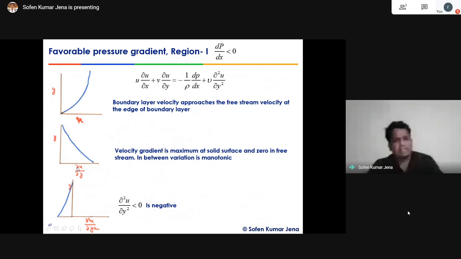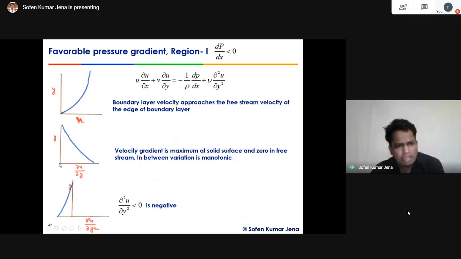Similarly, there is a del u by del y term, right? Now measure the del u by del y term with respect to y. What is the del u by del y term at y equal to 0? At y equal to 0, del u by del y is maximum, right? And at y equal to infinity, my del u by del y goes to 0.